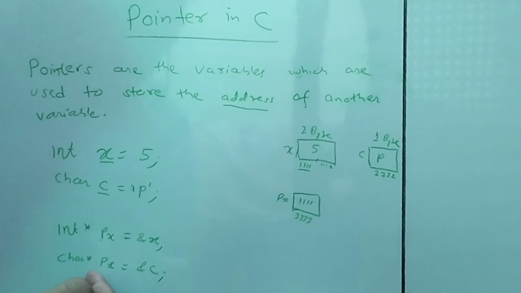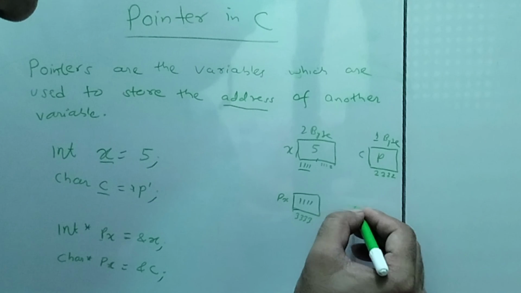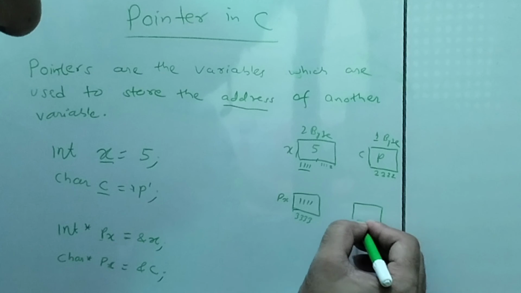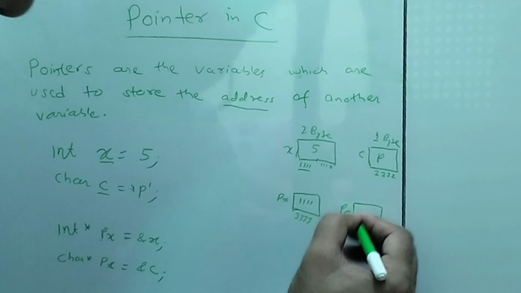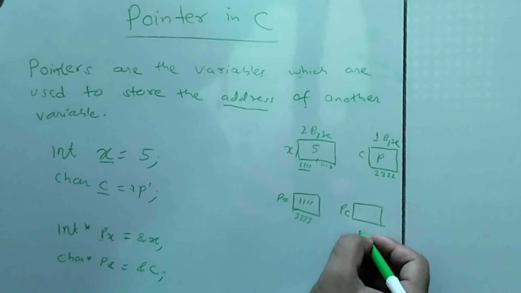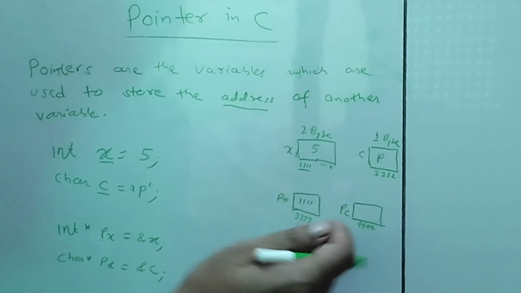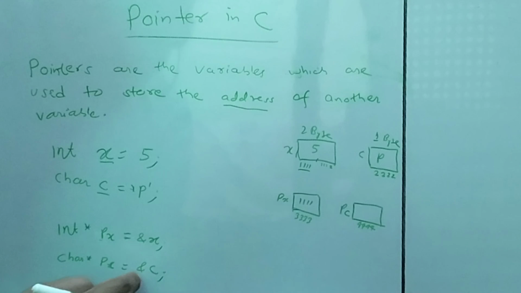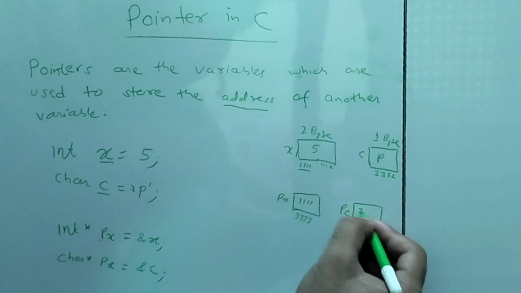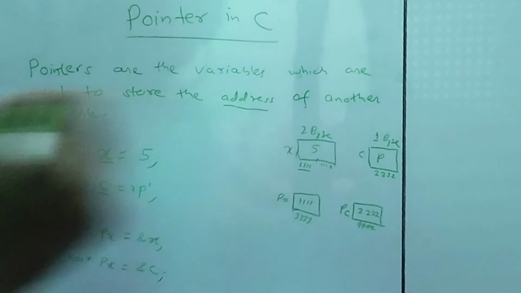So what will happen in the memory? In the memory, first of all, one memory location will be assigned to this variable pc, and for example, let's say the address of this is 4444, and in this pc we are storing the address of c. What is the address of c? It is 2222.